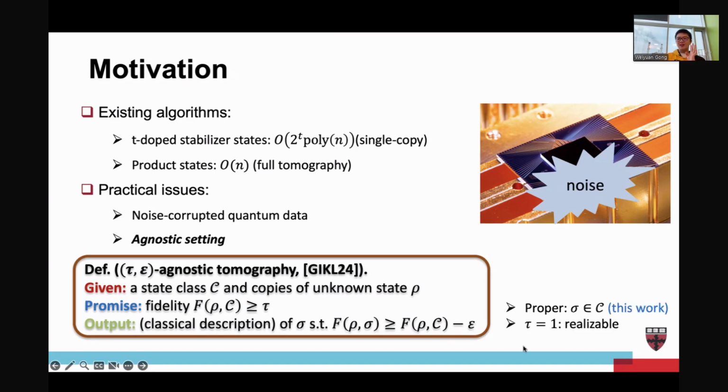So there are 2 parameters, and there are two subtle things. The first one is sigma. In the proper setting, we further require sigma to be a state in this class C, and this is what we focus on in this work. So roughly speaking, the agnostic tomography task we consider is: you are guaranteed that the fidelity between your unknown state rho and the state class C is larger than tau, and your goal is to find a state in C that roughly achieves this tau, with at most epsilon error. And when tau equals 1, this is realizable, which is what we considered before, the noiseless case. When tau is equal to 1, you are guaranteed that rho is chosen from C.